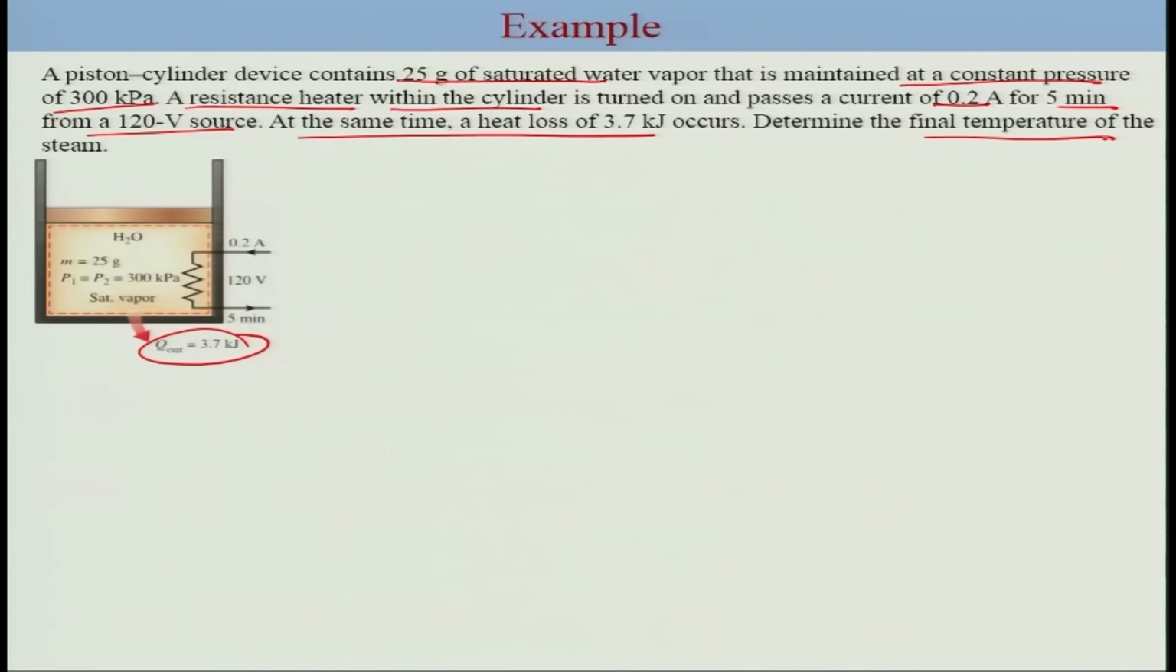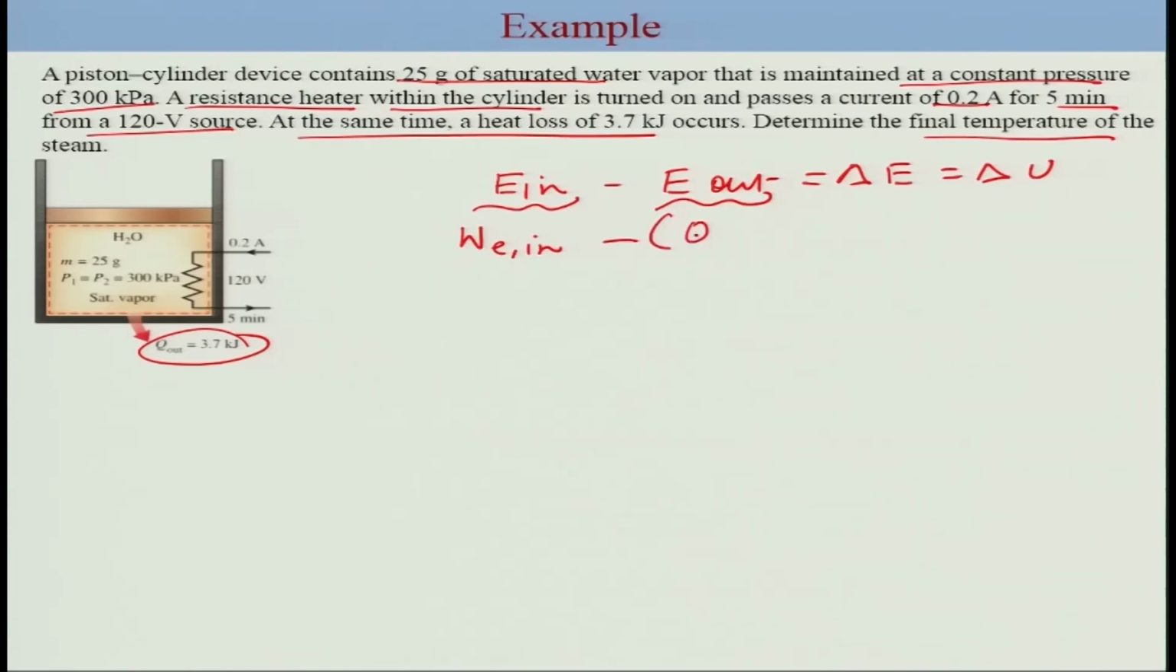So we'll start with the first law. We can write E in minus E out is delta E, or we can write it as delta U, because there is no change in kinetic energy or potential energy. So what would be E in and E out? The energy being provided to the system is W electrical in, and E out is the heat which is out from the system, which is this, plus any boundary work done by the system on the surroundings. Thus we can write this expression.